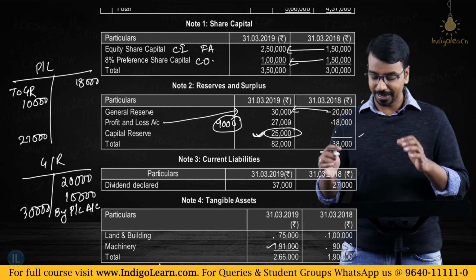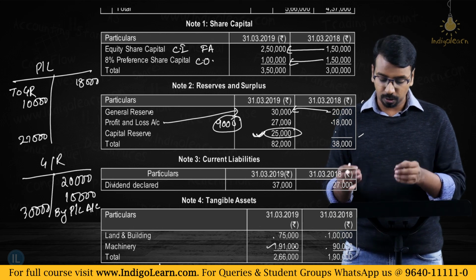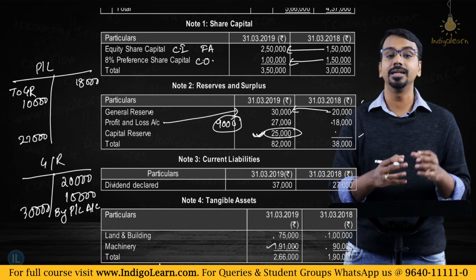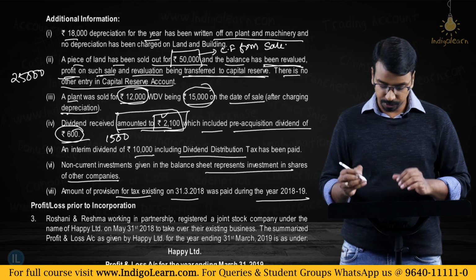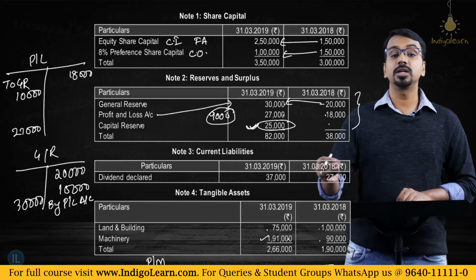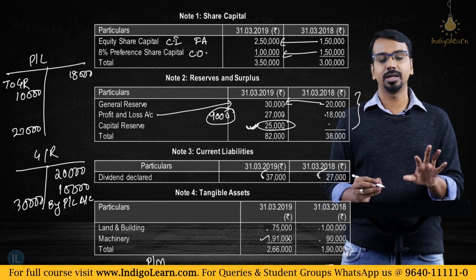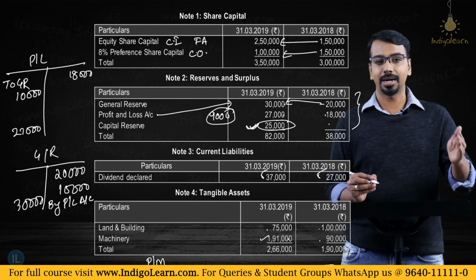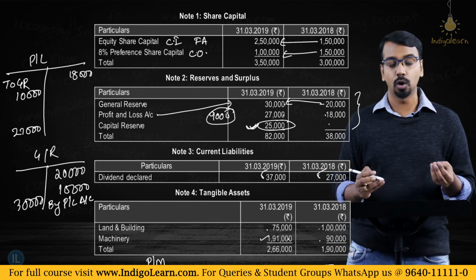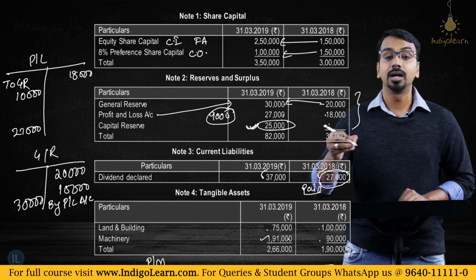Then if you see the dividend declared part, it says on 31st March of 2018 it was 27,000 and on 31st March of 2019 it is 37,000. So there is an increase in dividend payable. Looking at the information, it also says an interim dividend of 10,000 has been paid. Now if you come back, there was a liability of 27,000 and now the liability is 37,000. Generally the assumption is whatever was outstanding as on the previous year, that is balance sheet date, would have been paid in the current year because you cannot keep dividends unpaid. So the assumption will be this 27,000 is paid in the current year.